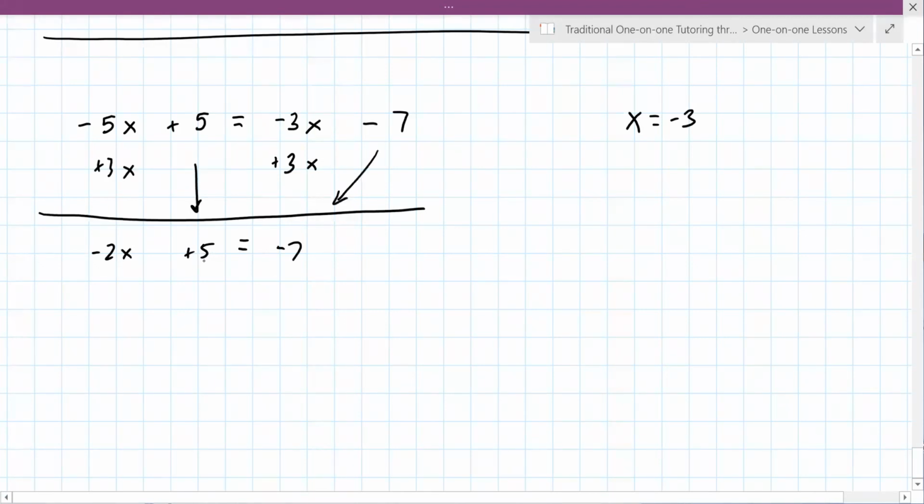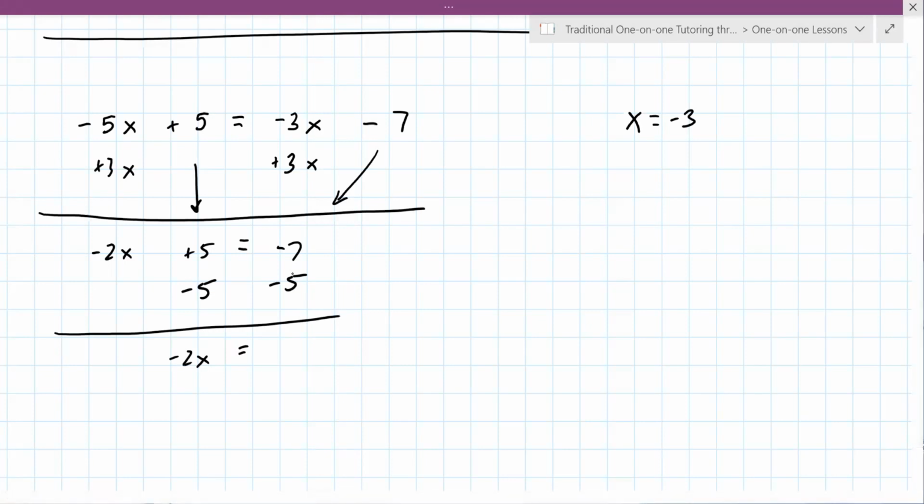So how do you undo addition by 5? What is the opposite operation? Okay, so you must have to subtract by 5. Very good. Now on the left this becomes -2x equals -7 minus 5. Both negatives, the answer will be negative.